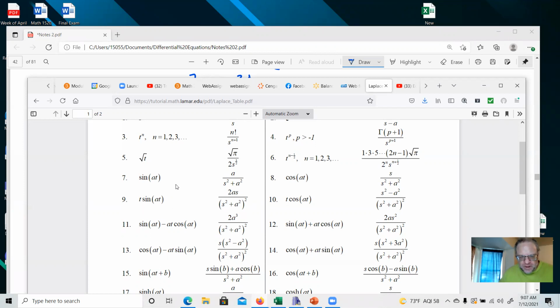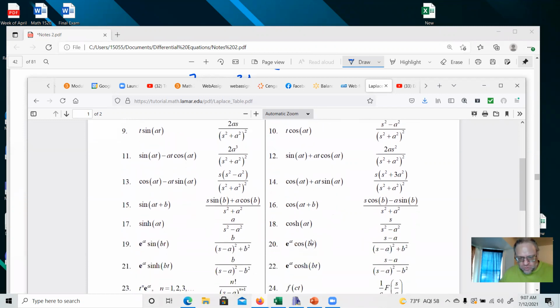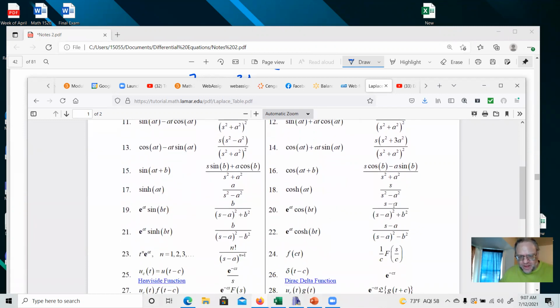No, that's not what I want. I want e to the t. It's like down there in 20. There it is. Okay, this was s minus a. We don't have that. But look at 19. Okay. So we have this b squared here, which is why I put the b up here.